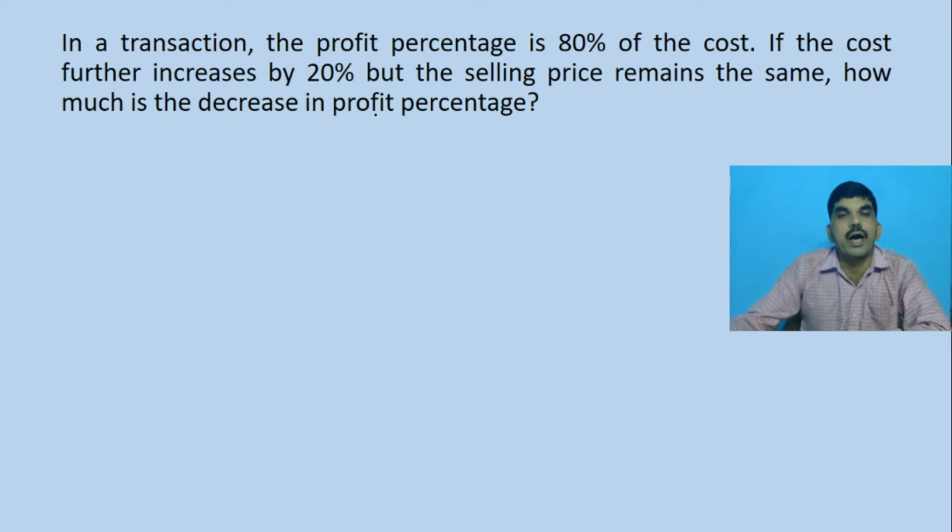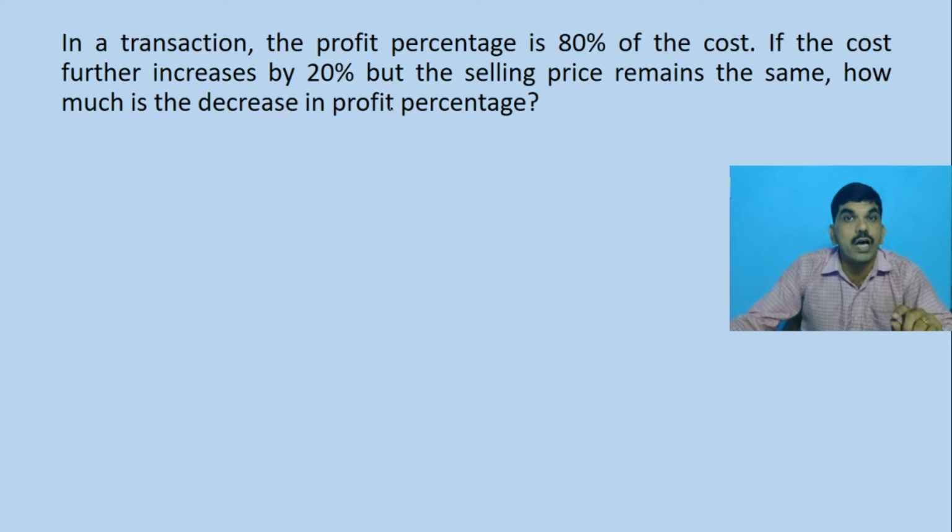This normally happens in the shops, right? Initially they will purchase at rupees 100, then they will sell at 150, for example. Then suddenly while purchasing, instead of 100 they will purchase at 110, but the shopkeeper must sell at 150 only to attract the customer. So in such a case, the percentage gain reduces, profit reduces. A similar problem is given here. So the question is how much decrease in profit percentage.